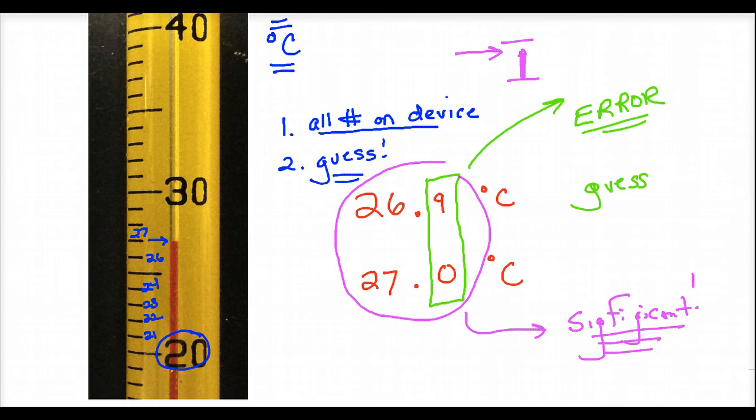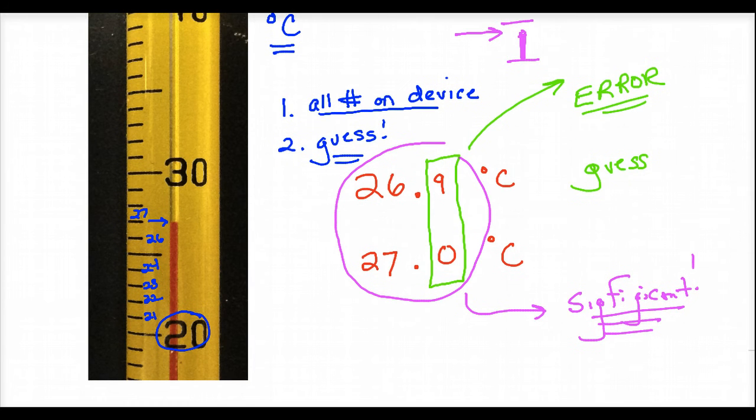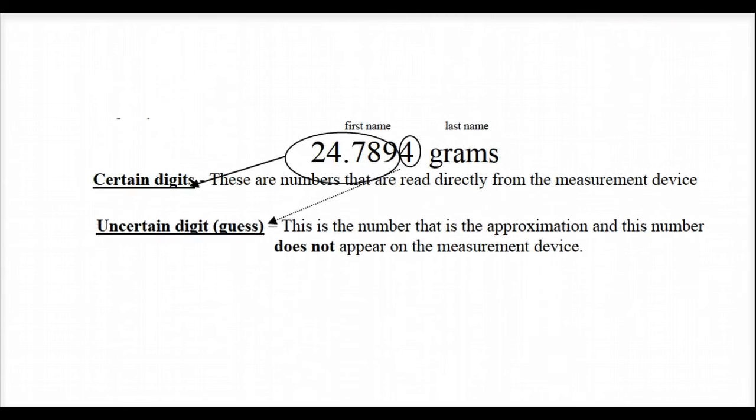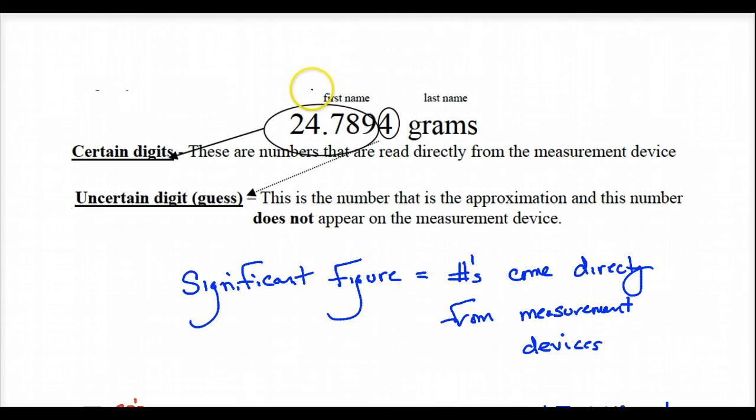Now, as a little review, when you have a precise instrument, or an instrument that has a lot of precision, the guess is in a smaller part of the overall number. Let me give you an example. Let's say that I have a measurement that came from a triple beam balance where I'm measuring mass, and the unit of mass is grams.